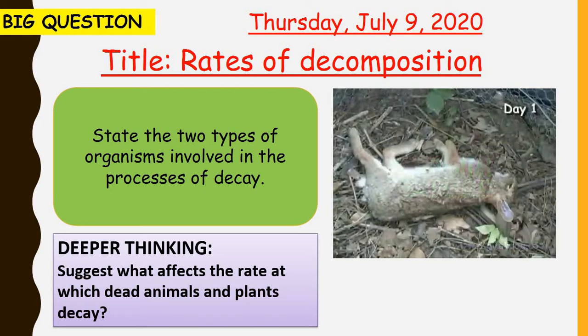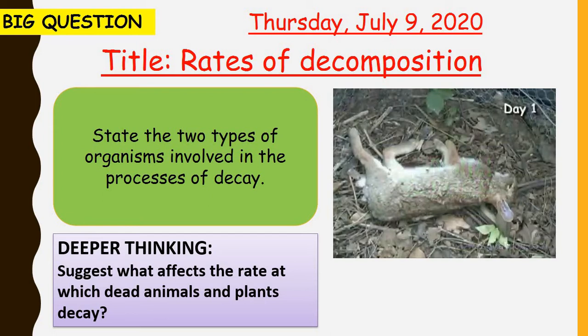This week we're looking at the rate of decomposition, linking into our cycles that we've been looking at over the last couple of weeks. So let's get straight into this. We're going to be thinking about the various conditions needed for decay, and then we're also going to be doing some calculations to look at the rate of decay, rate of decomposition.